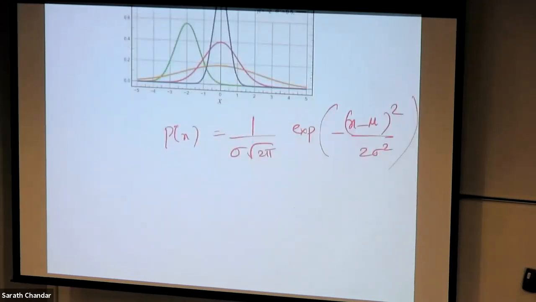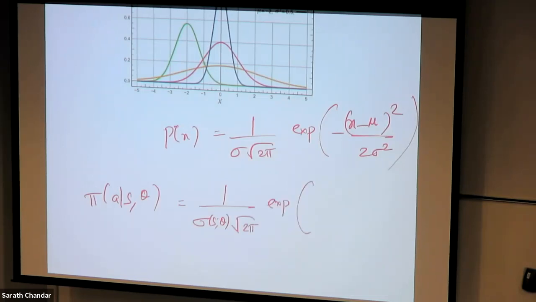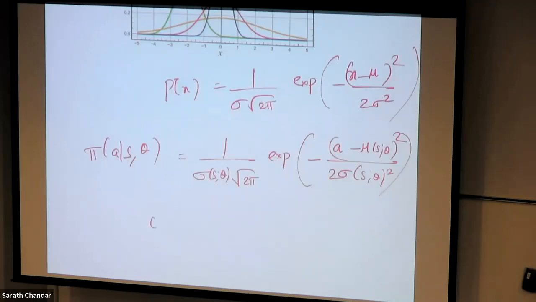So now we're going to have pi of a given s, theta to be 1 over sigma of s, theta. Given a state, I'm going to estimate the sigma by using some parameter theta, square root of 2 pi, times exp of minus the action minus mu of s comma theta, the whole square, divided by 2 sigma of s comma theta, the whole square. Is that clear? Now my theta is going to have theta mu and theta sigma.